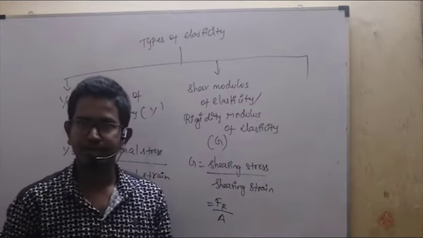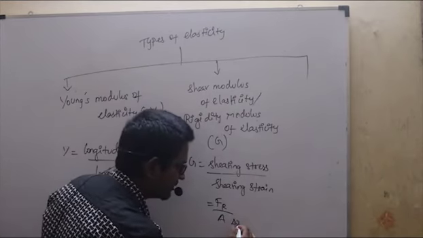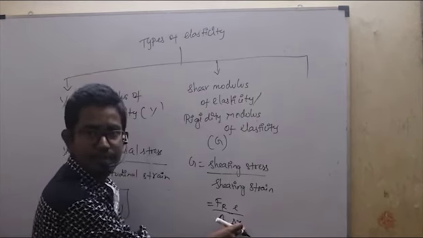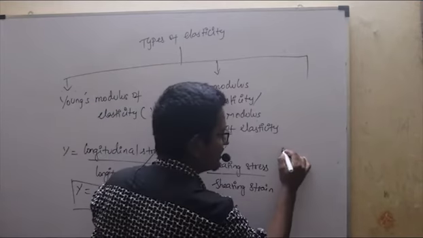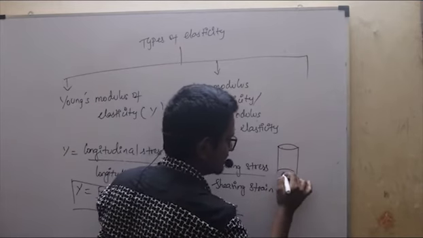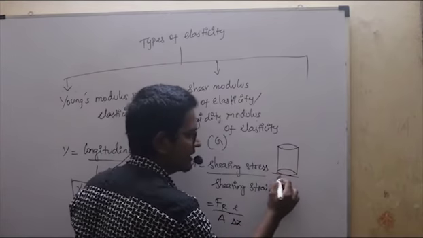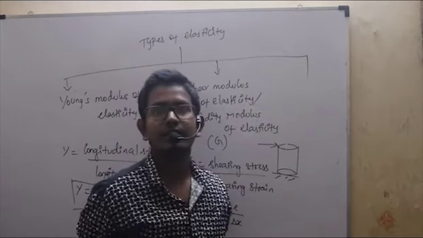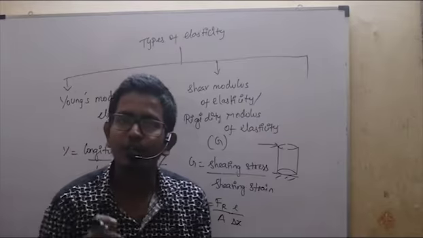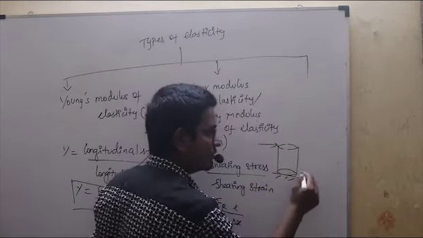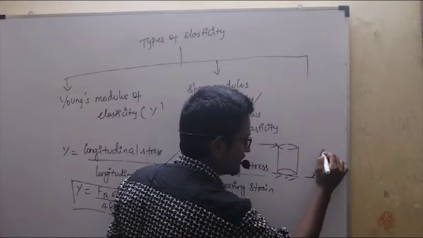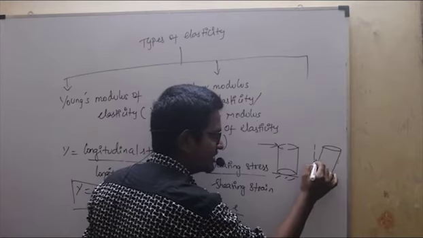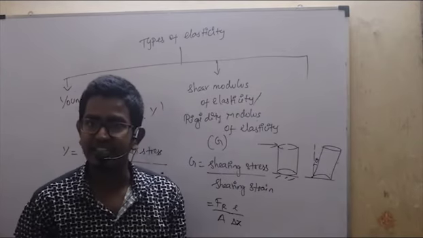And what is the shearing strain? Shearing strain is nothing but, as we did in the previous class, delta x upon L. Delta x is the relative displacement, L is the length. Here is the cylinder, which is tightly fixed. What I am applying is the deforming force, parallel to the area of cross section. Whenever I apply the deforming force parallel to the area of cross section, the position of the cylinder changes, and it makes an angle theta with the initial position.